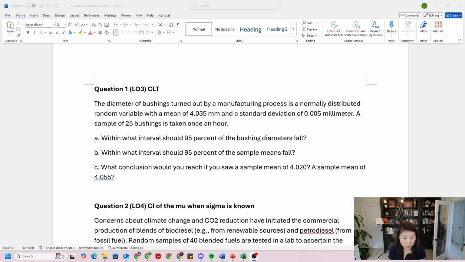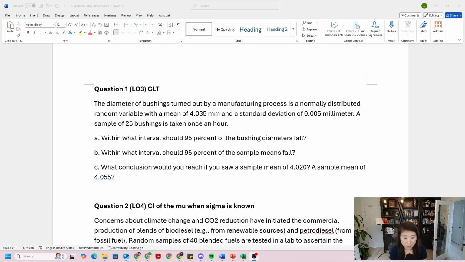So A is the 95% interval of the bushing diameters. For A, it's literally asking for that one bushing diameter. Basically, you go to the sample, you randomly pick one, you go back and pick multiple times, and see what the 95% interval is. It's almost like a sample size equal to 1 scenario.